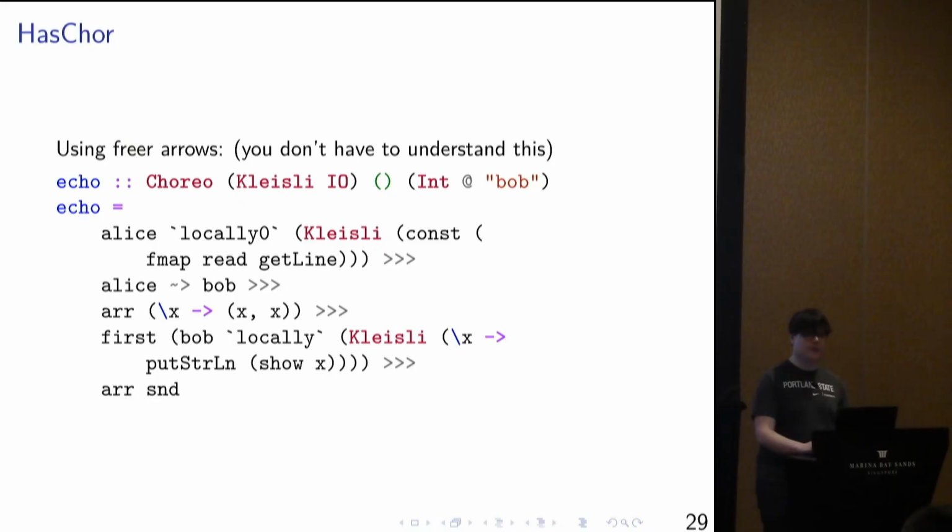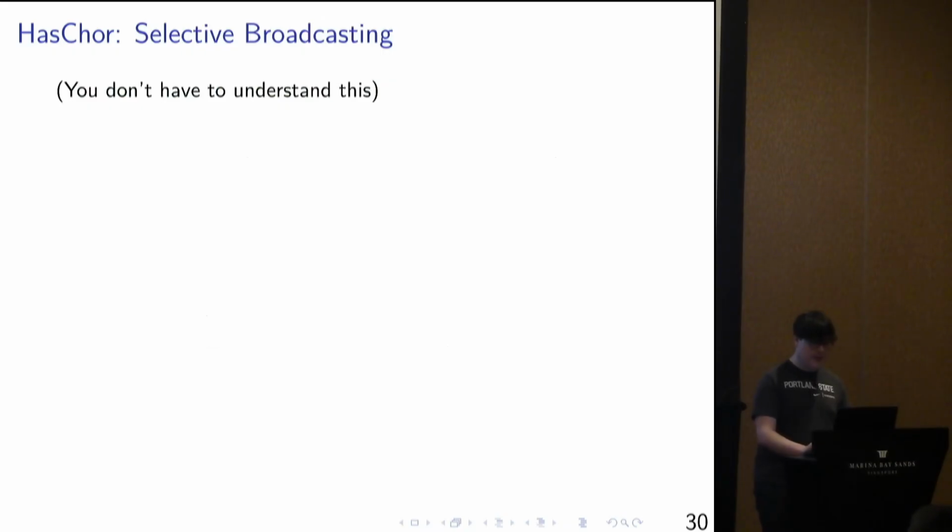Here I've chosen to write it with the arrow type class notation instead of the arrow do notation. But that's not really important. You can use either one of them. And we get one benefit which is called selective broadcasting.